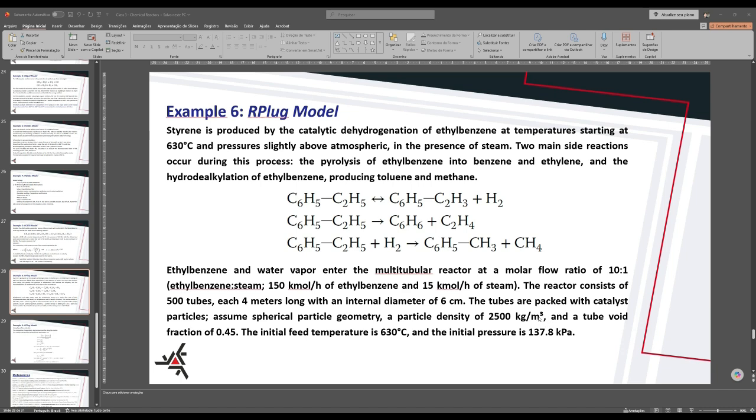So this is going to impact the volume available in the reactor and in the tubes for promoting the reaction, because the other part is occupied by the catalyst, and a tube void fraction of 0.45. Okay, so the remaining is considered as being occupied by particles. The initial feed temperature is 630 Celsius degrees, and the initial pressure is 137.8 kilopascal. Okay, those are the conditions for the feed stream.